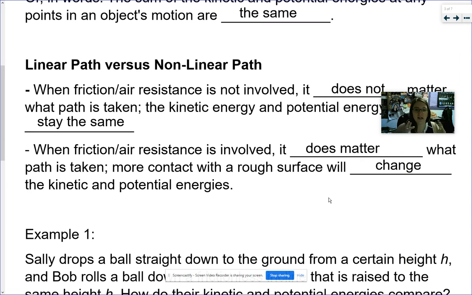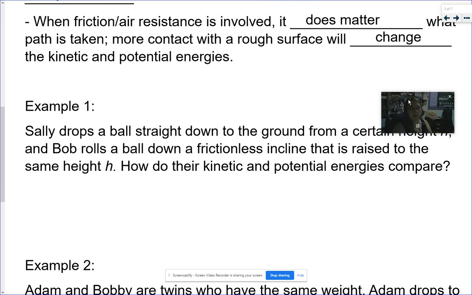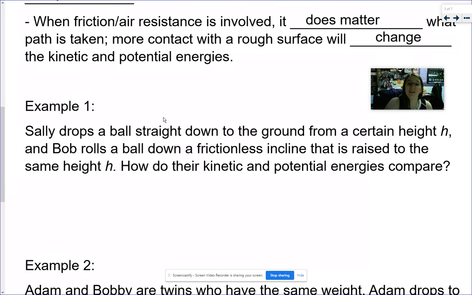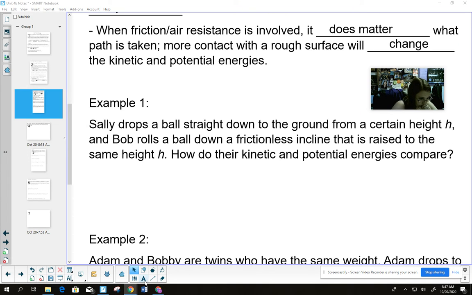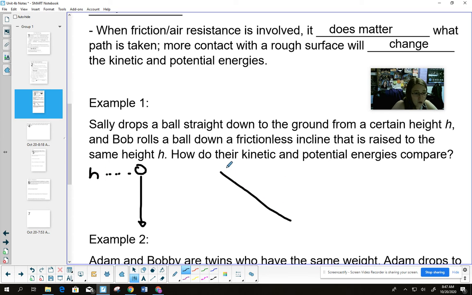And so that will change things. So as an example, to wrap up: say that Sally drops a ball straight down to the ground from a certain height h, and Bob rolls a ball down a frictionless incline that is raised to the same height. These are the pictures. Sally drops a ball straight down from a height of h. Bob rolls a ball down a frictionless incline that is raised to the same height h.